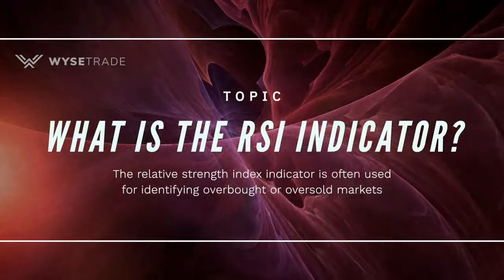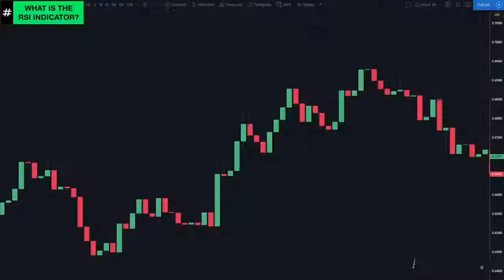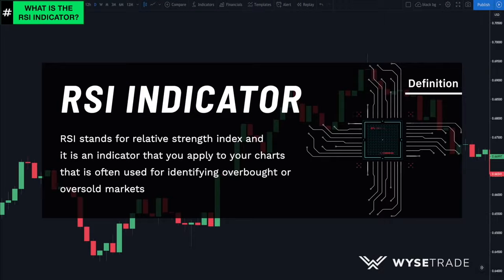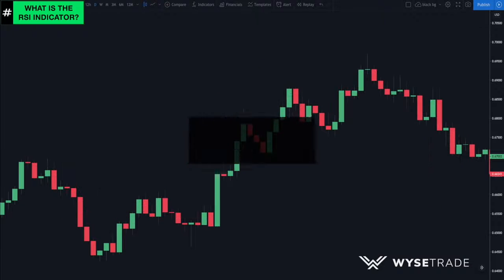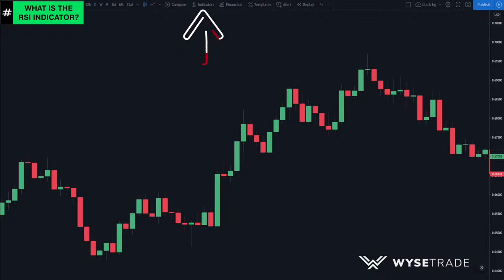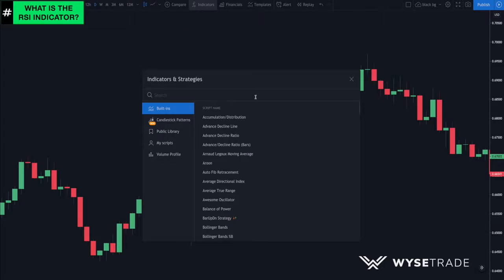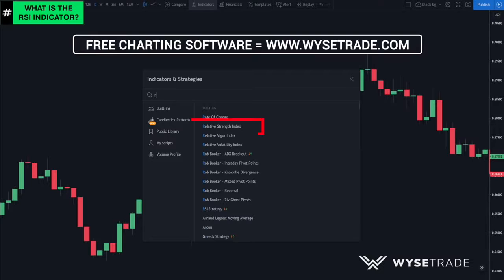So, what is the RSI indicator? RSI stands for Relative Strength Index, and it's an indicator that you apply to your charts that is often used for identifying overbought or oversold markets. So let's apply the RSI to our charts. At the top here, click Indicators. Type in R, and it'll show up right here. Click Relative Strength Index, and then it will be applied to your charts along the bottom.